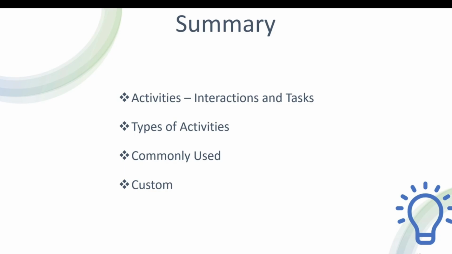Okay, so what we learned today: we learned what an activity is. Basically, it's an interaction or a task related to any customer, maybe an account, a contact, a lead or an opportunity. Then we discussed the types of activities available and which of them are commonly used. We discussed them in detail, and we can also create a custom activity. We can create a table or an entity and make it a custom activity, so that it shows in the activities filter and we can use it inside reports.